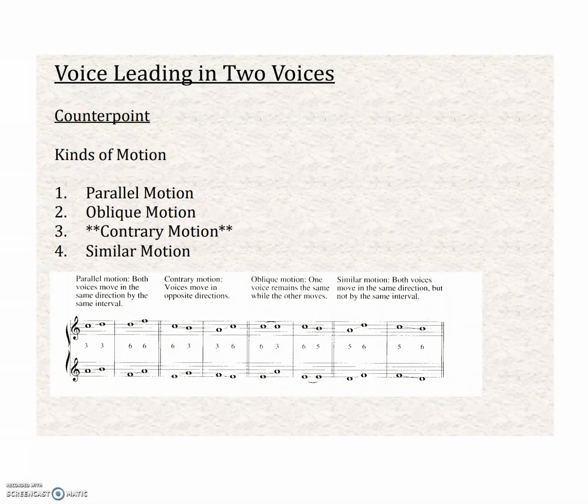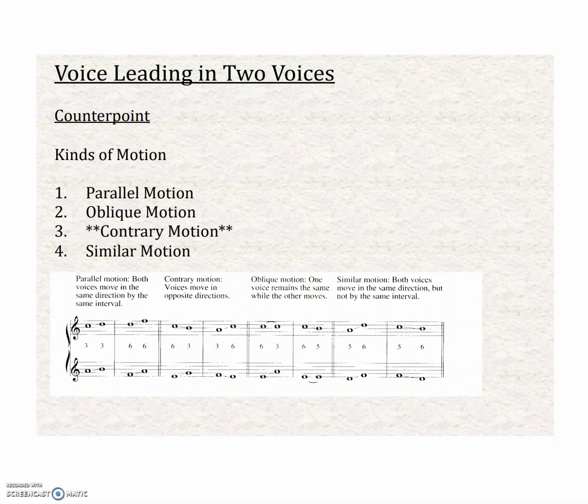The second type of motion is oblique motion. Oblique motion is where one voice remains the same while the other voice moves. A little further over on the page, you can see that. Here's the example. The bottom voice moved, but the top voice stays the same.